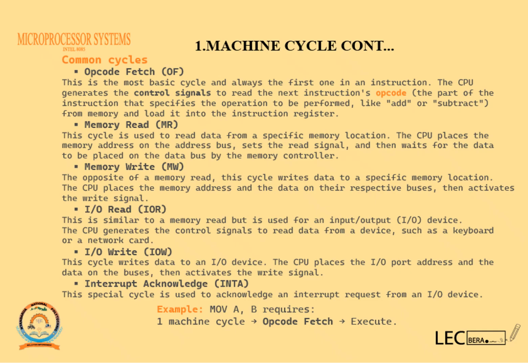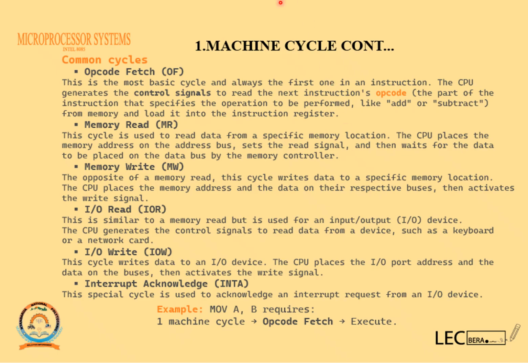So for opcode fetch machine cycles, this is the most basic cycle and always the first one in the instruction. The CPU generates the control signal to read the next instruction opcode, the part of the instruction that specifies the operation to be performed, like add or subtract, from memory and load it into the instruction register.